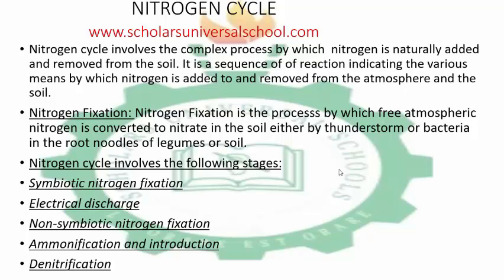During a thunderstorm, an oxide of nitrogen is produced. We will learn how it is then processed into the soil. The nitrogen cycle involves the following stages: symbiotic nitrogen fixation, electrical discharge, non-symbiotic fixation, ammonification, and denitrification. So let's move further.